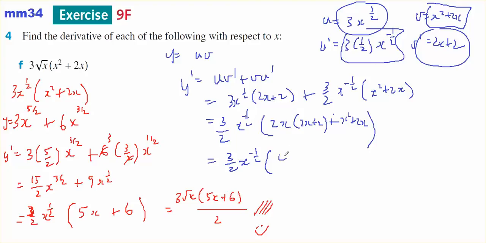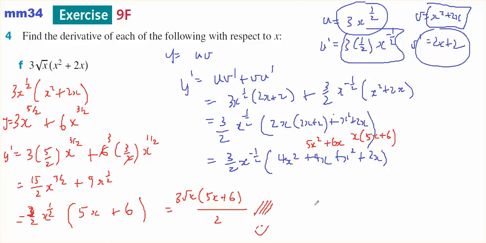2x times 2x is 4x squared. 2x times 2 is plus 4x, plus x squared, plus 2x. Might just use a red text. This gives me 5x squared plus 6x and there's a common factor of x there, so that's the same as x bracket 5x plus 6.